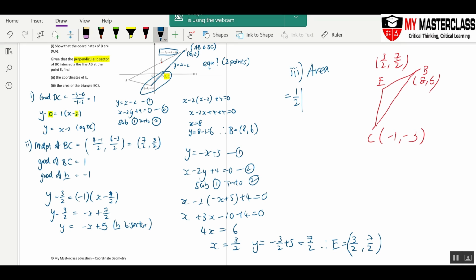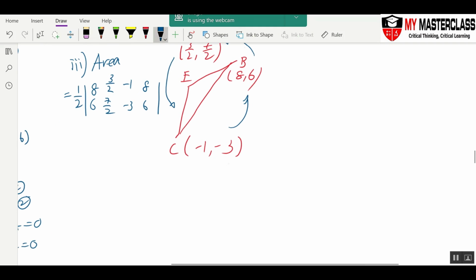Now, choose the first coordinate as the easier one. Even though 8, 6 is bigger, because 8, 6 is both positive, I would choose 8, 6. And then we must go in an anti-clockwise manner. So after that, it will have to be 3 over 2, 7 over 2. After that, negative 1, negative 3. After that, 8 and 6. Then remember, the first coordinate, you have to write it twice.